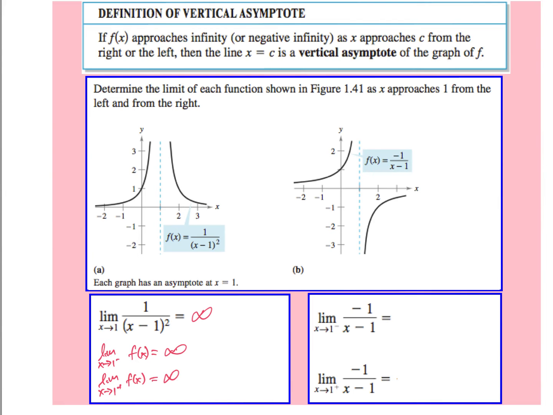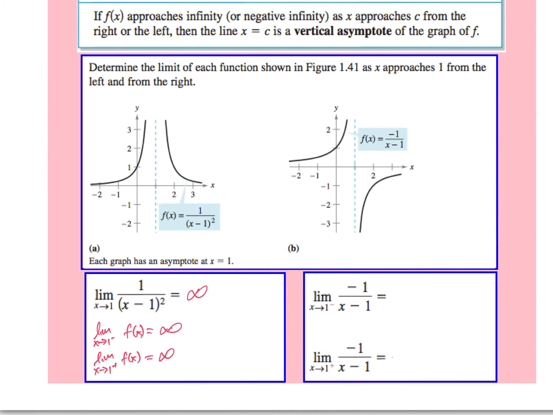So this next one, I got negative 1 over x minus 1 as x approaches 1. So I substitute in, what happens? It breaks, number over 0. So now I need to go from a little bit from the left, a little bit from the right. So if I go a little bit from the left, I now have a negative number over a really small what? Negative. Which makes it what? Positive infinity.